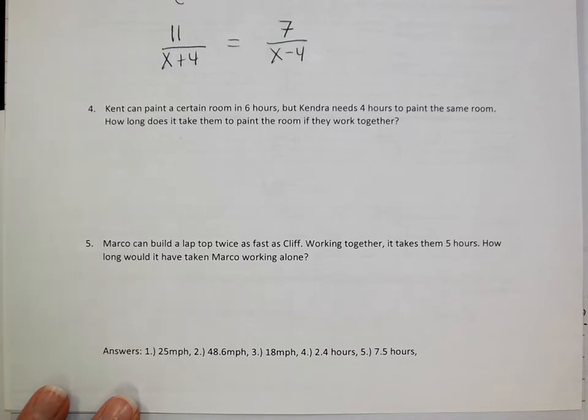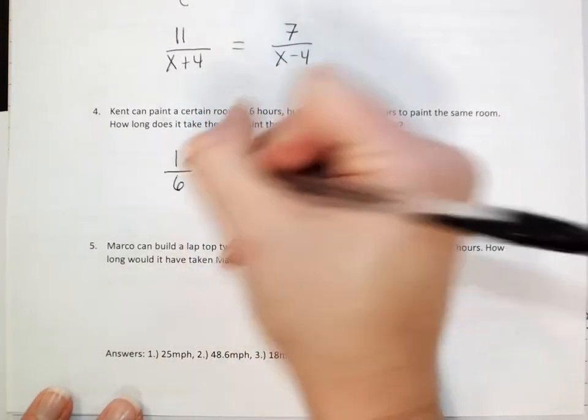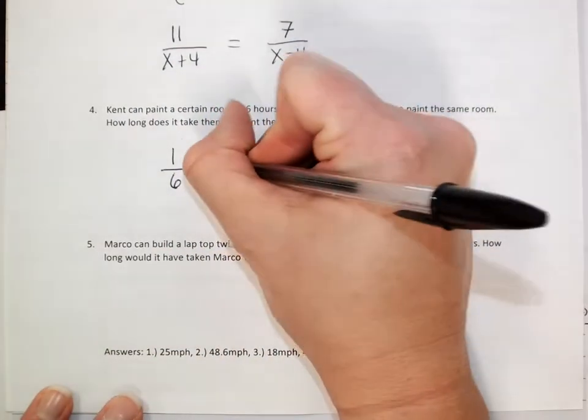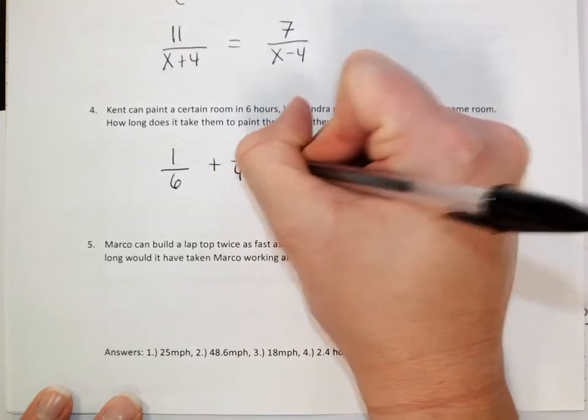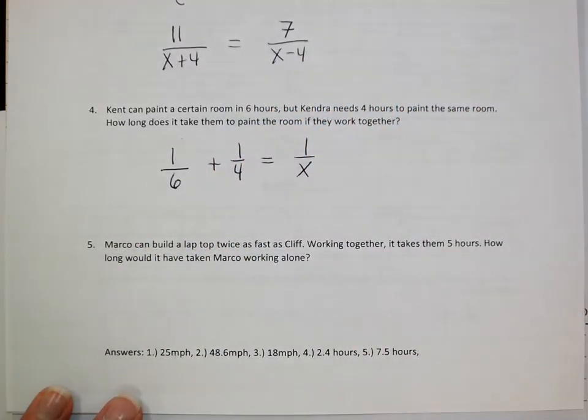But remember, if Kent can paint a certain room in 6 hours, then in 1 hour, he's done a sixth of the work. If Kendra needs 4 hours to do the same room, then in an hour, she's done a fourth of the work. I want to know how long it's going to take them working together. Okay, again, common denominators and solve. I'm not going to finish that for you.